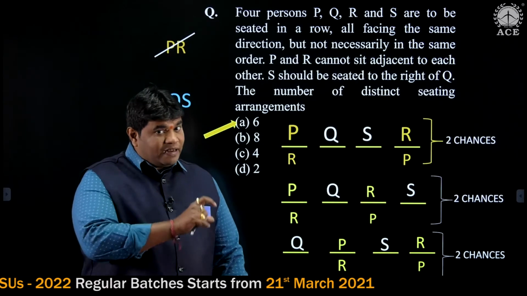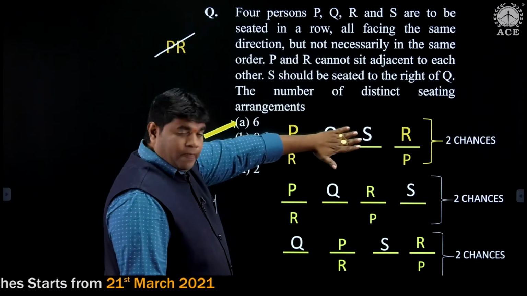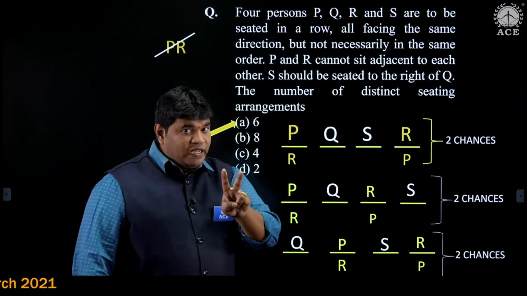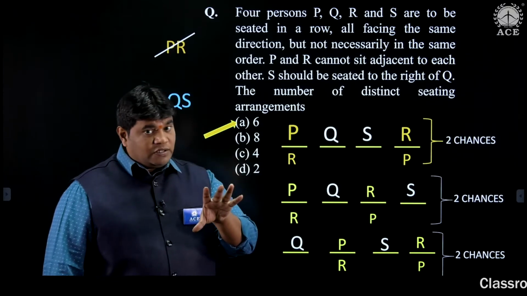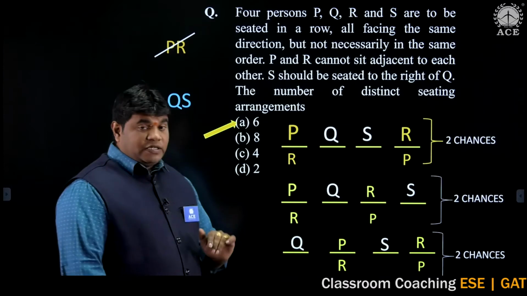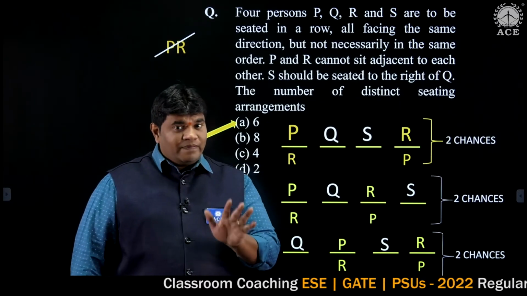Question very easy, that's why I write completely. Otherwise, Q and S fixed. P and R, two variables, two places, 2 factorial. So again 2 factorial, again 2 factorial. Total 6 chances. That is one method. But question is easy, that's why I write complete chances. So total how many chances we are getting? 6. Okay? Next one.